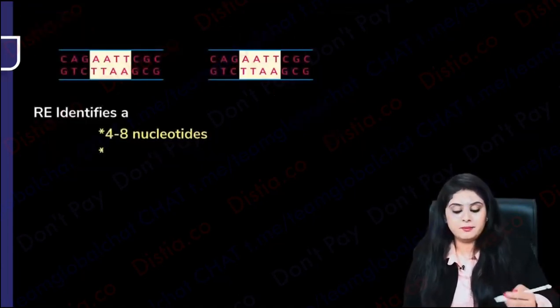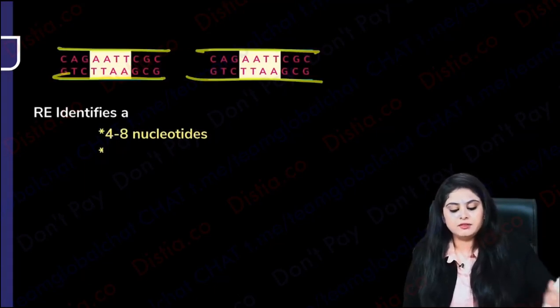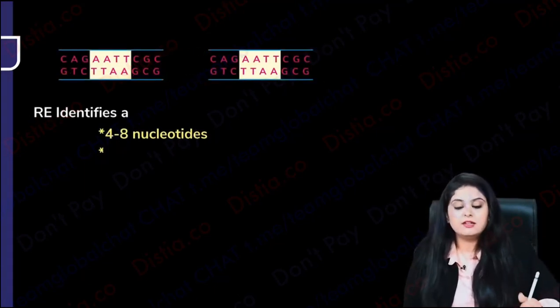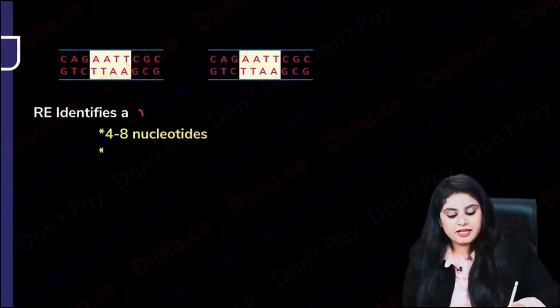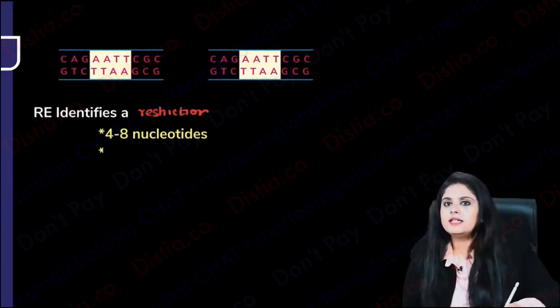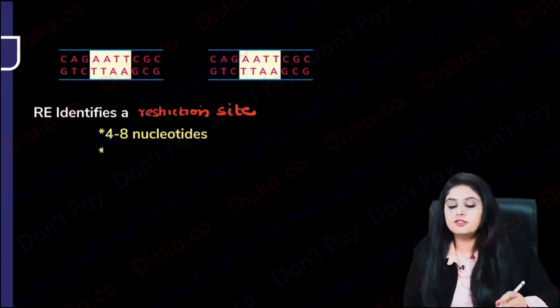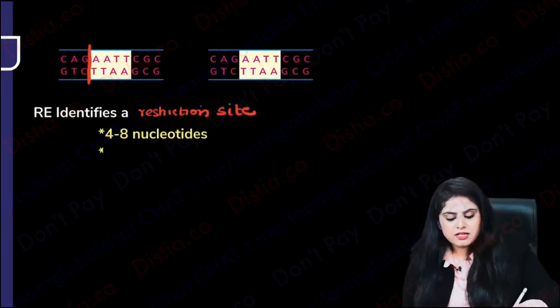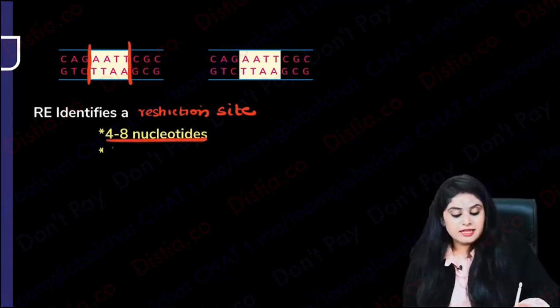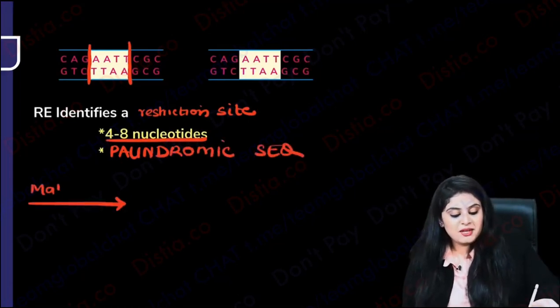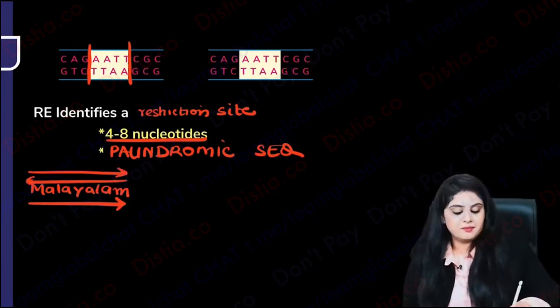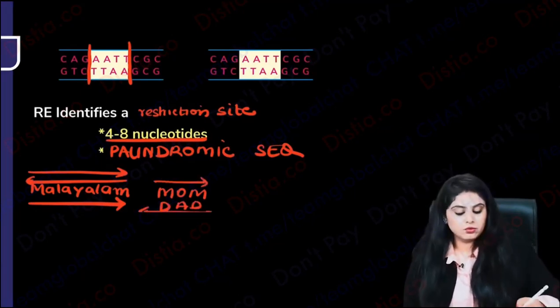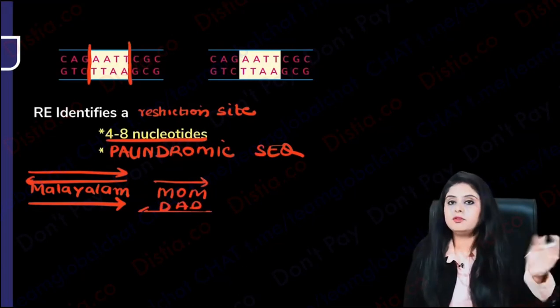Look at this bacteria, for example. This is any random sequence I have written. So you know what the restriction enzyme does? Restriction enzyme says, I will identify a restriction site. I won't kill the bacteria anywhere. I will identify a restriction site, and that restriction site is going to be very, very small, just 4 to 8 nucleotides. And that site is a palindromic sequence. Guys, what is a palindrome? If you have Malayalam, if you read it from left to right or right to left, it sounds the same. In simpler words, mom, dad, if you read them from left to right or right to left, they are the same. Palindromes are what you read from left to right, right to left, and they are the same.